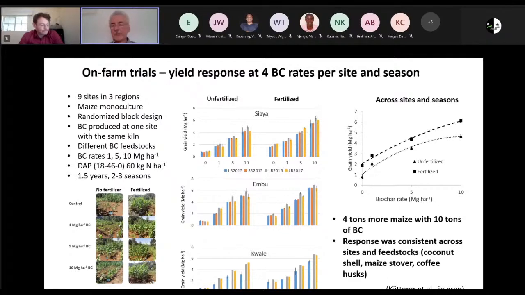And responses were consistent over sites and feedstocks. The feedstocks that were used were coconut shells, maize stover, and coffee husk in the different regions, because these feedstocks were most available. Next, please.